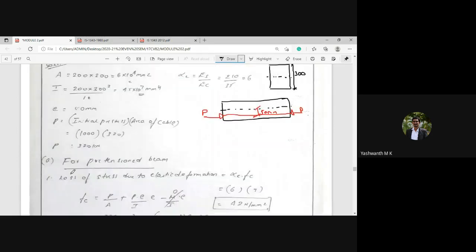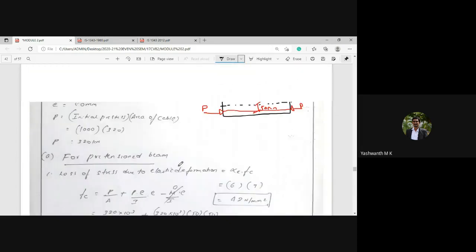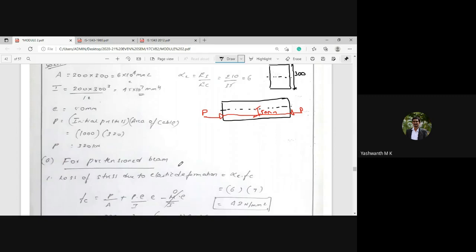So first write down pre-tension beam. Now for the pre-tension beam, what are the losses you will come across? The first loss is loss of pre-stress due to elastic deformation or elastic shortening. Second one is shrinkage loss. Third one is creep loss. And fourth one is relaxation of stress in steel. So these are the four losses you will come across in the case of pre-tension. You need to be very cautious while applying this formula.